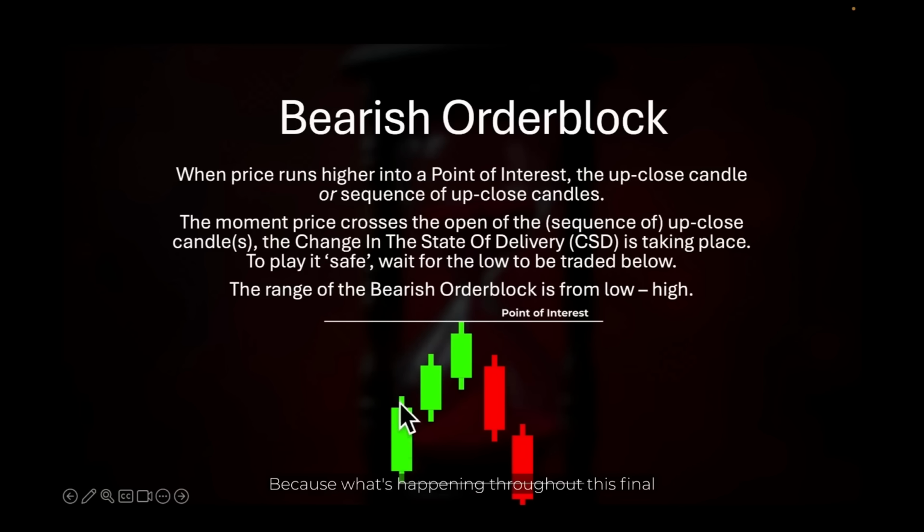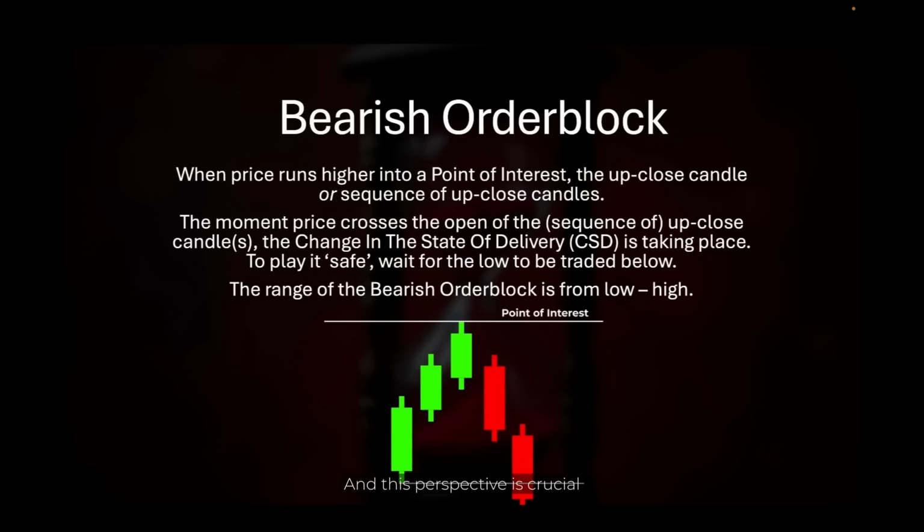Why? Because what's happening throughout this final run higher into your point of interest is the following. What's taking place is that manipulation is taking place. Buyers are stepping into the marketplace while smart money is being provided the opportunity to go short against those buyers. At the same time, buy-side liquidity is being taken out. Why? Because the market is expanding above old highs which are resting in the past. Therefore, those buyers are being trapped into the marketplace while smart money is being provided the opportunity to fill their short orders.